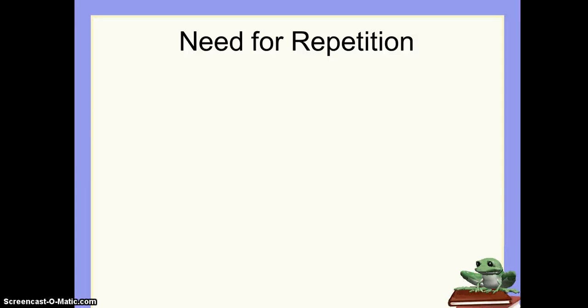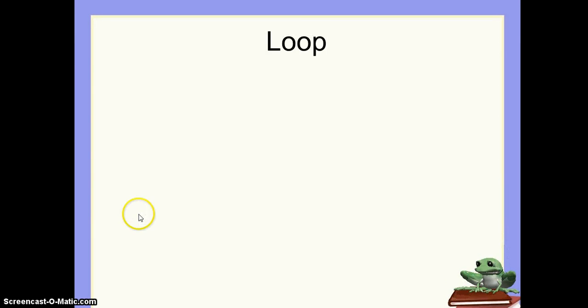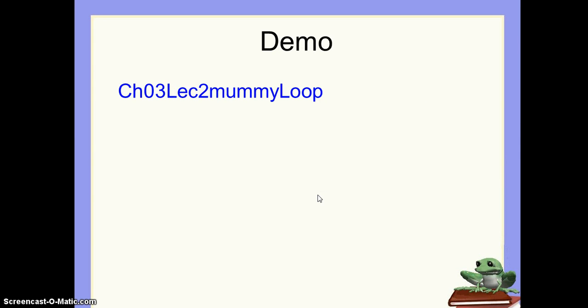That was one complete step. That's not really all that satisfying because a mummy is unlikely to take one step with each leg and stop. So what if we wanted the mummy to take 20 steps forward? What would we do? Well, we'd use something called a loop, and this is another control statement. And it's really easy. It just allows us to repeat an instruction or a block of instructions however many times you want. And this word counted is really important, and we will be talking about it in class. So let's see what it would look like if we stuck this in a loop.